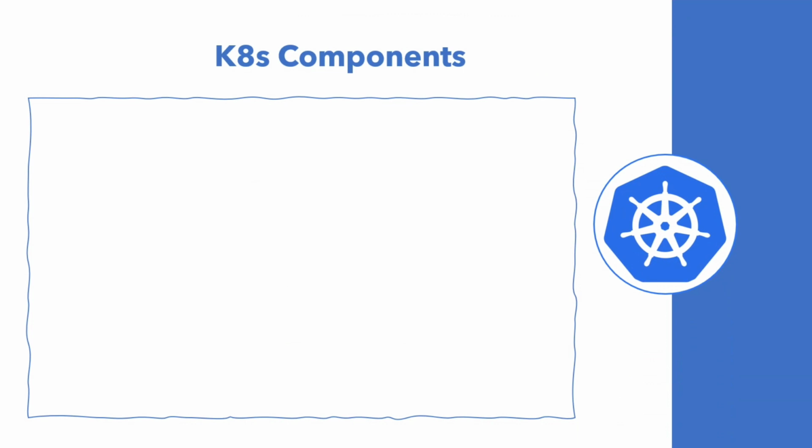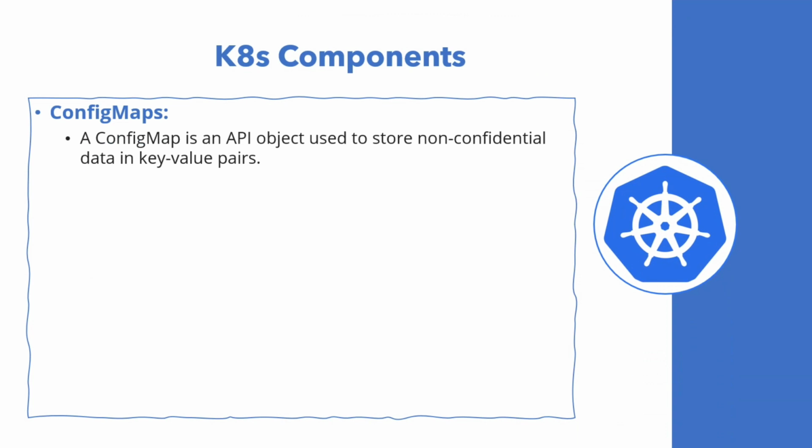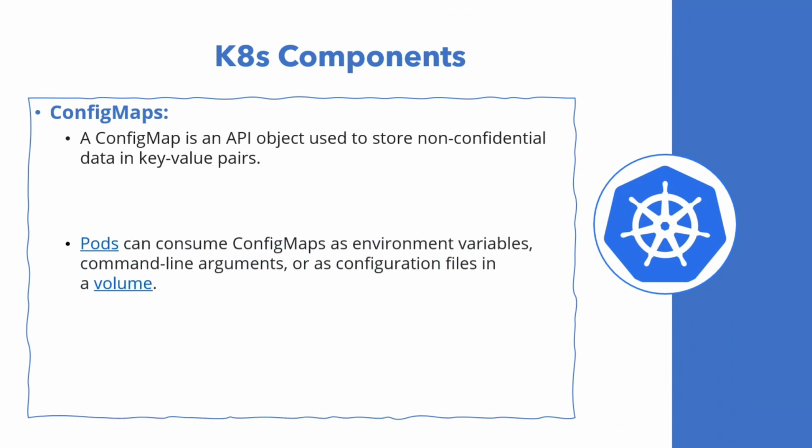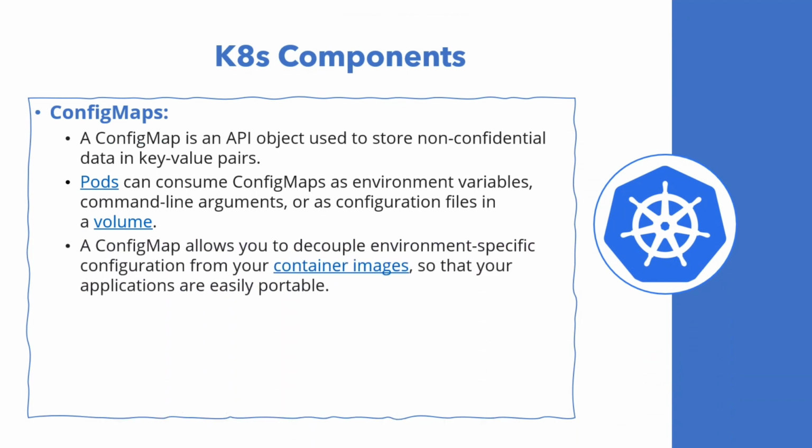Let's talk about some of the other components of Kubernetes, which is ConfigMaps. A config map is an API object used to store non-confidential data in key-value pairs. Pods can consume config maps as environment variables, command line arguments, or as configuration files in a volume, which we are going to talk about in the next page. A config map allows you to decouple an environment-specific configuration from your container images so that your applications are easily portable.